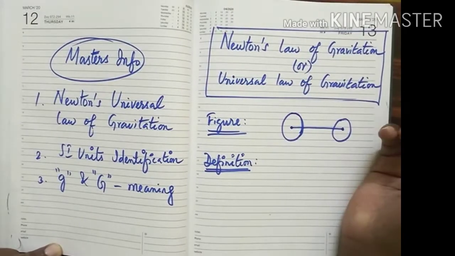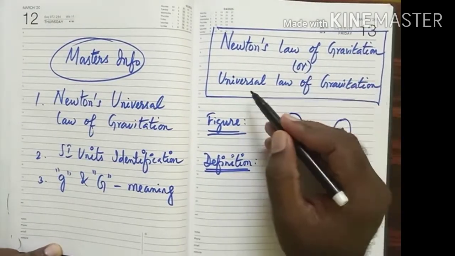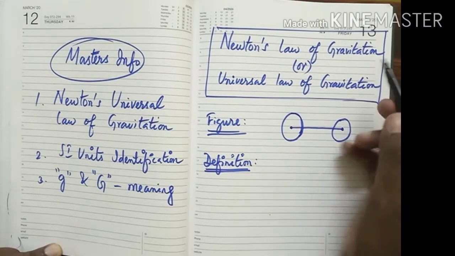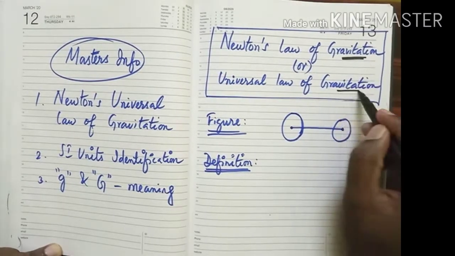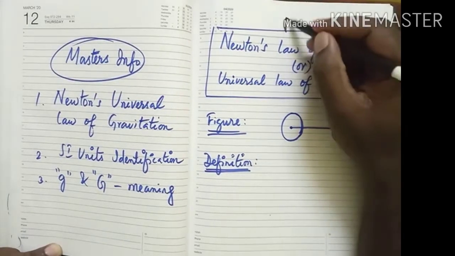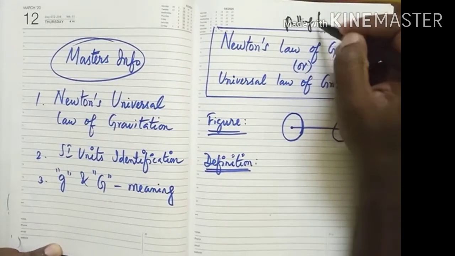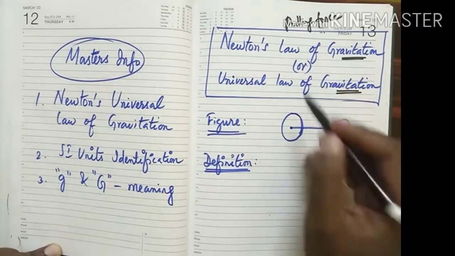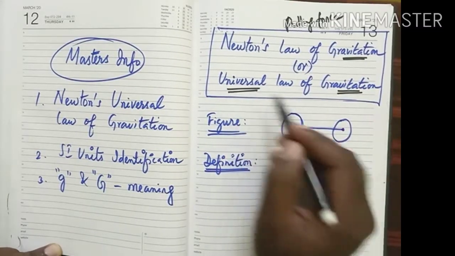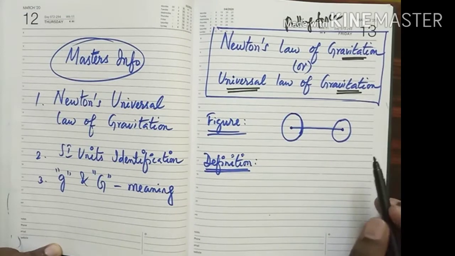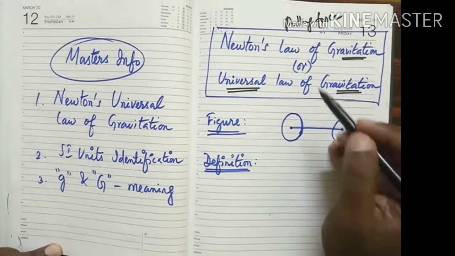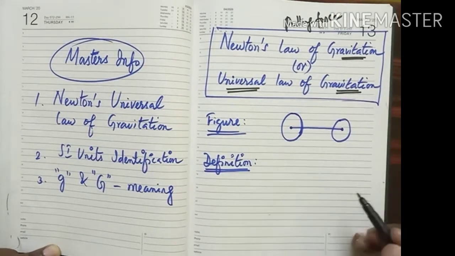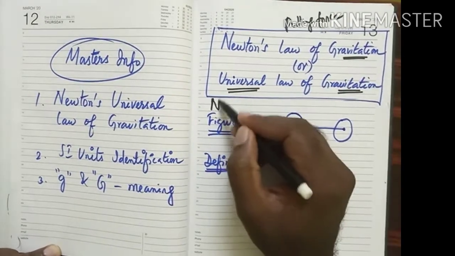Newton's law of gravitation, or we can also call it the universal law of gravitation, both are the same. The term gravitation refers to pulling force, the pulling force of the earth generally. But here one more term is universe. So is there a force which is pulling all across the universe? That's the doubt that comes here, which was explained beautifully by Newton.